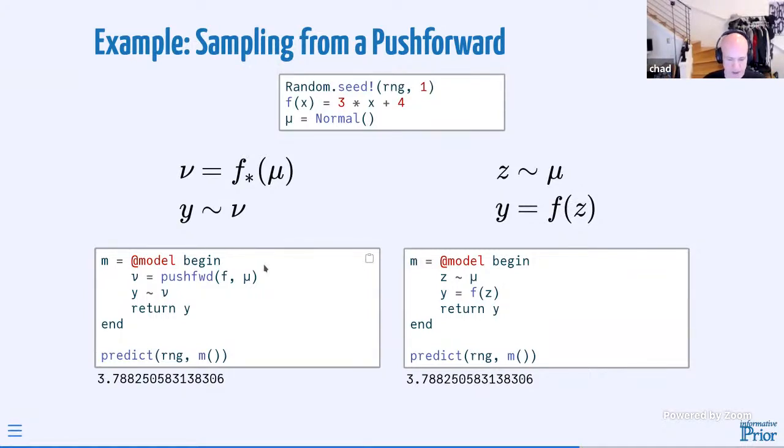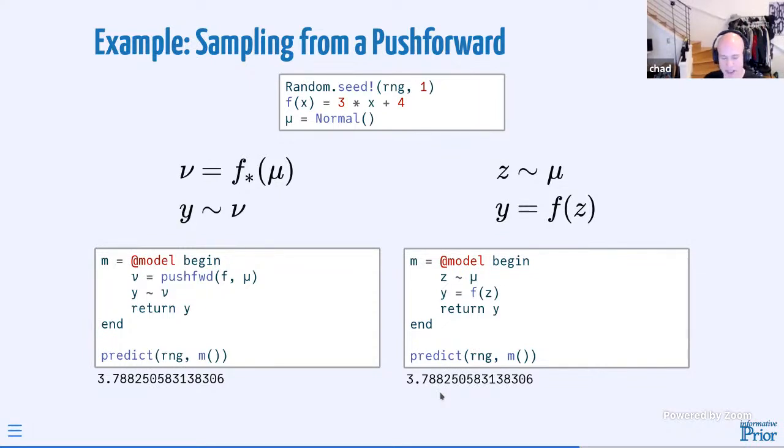And so if we put both of these into Tilde, we have this push forward combinator from measure theory. So we can say push forward of some function and some measure. And of course, we could still turn things around and use the do notation as we did before, if we like. Then y is drawn from nu, and we're going to return y. And in order to get the return value and not the latent space, we need to say predict. So we're going to predict using our random number generator, m. We get this value. If we instead do it without using the combinator, we can draw it this way, and then we get exactly the same value.